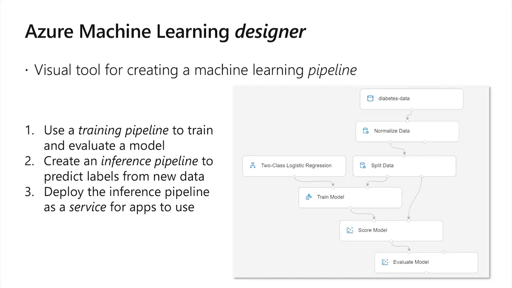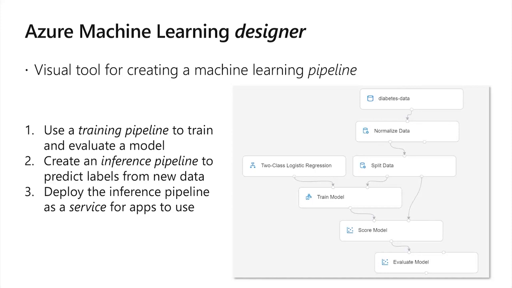And then when you're happy with the results, you create an inference pipeline, which is based on your training pipeline. It will be a little bit different because this inference pipeline only needs to score, so it no longer needs, for instance, to split the data. And if you're happy with that, and the inference pipeline is ready, you can deploy it as a service that client applications can then use.